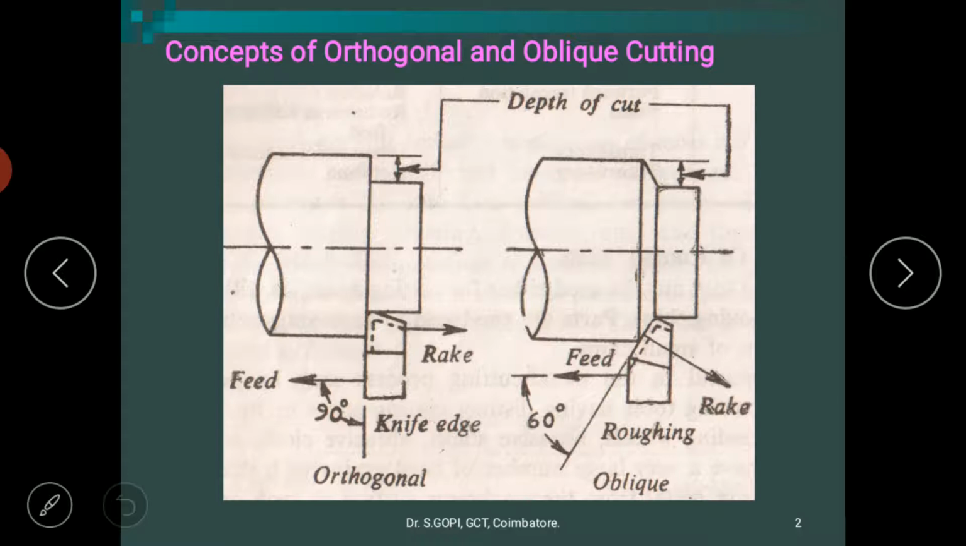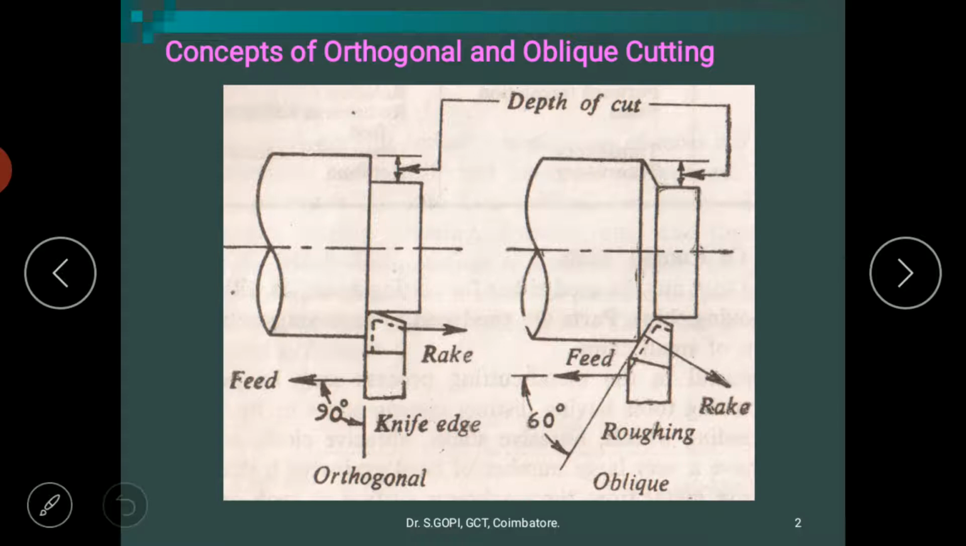Now you can see the oblique cutting in the second picture. The cutting edge of the tool has some angle of inclination. Here in this picture, this is 60 degrees, some angle of inclination with the feed direction. These types of cuttings are called oblique cutting. That is, the cutting edge has an acute angle with the feed direction. This is the major distinction between orthogonal cutting and oblique cutting.